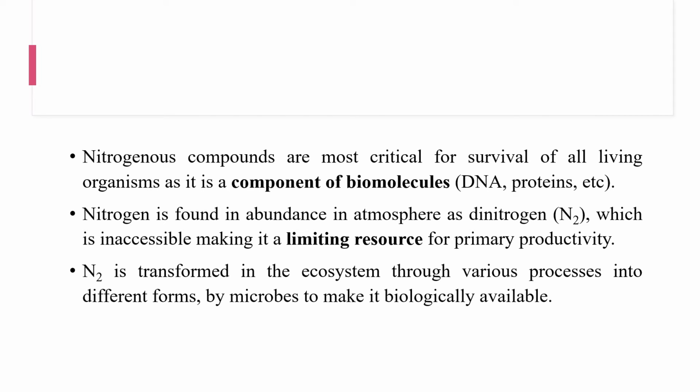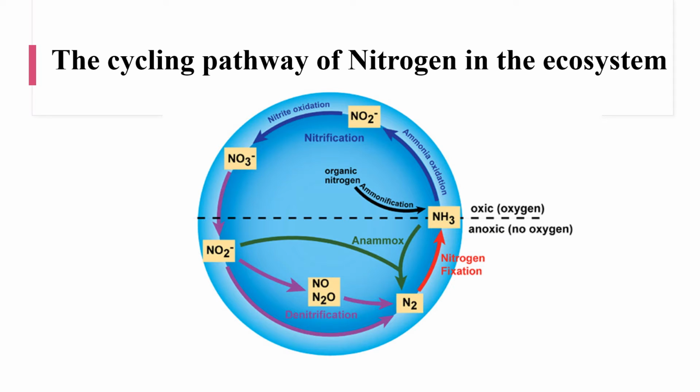It is a very important component for all our biomolecules, that is the DNA, RNA, proteins, amino acids, etc. And nitrogen for plants is a limiting resource. A limiting resource is such a resource which is not abundantly available to them, and they have to spend energy for their extraction. The nitrogen cycling involves two parts.